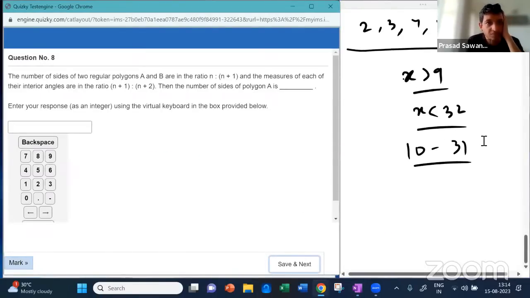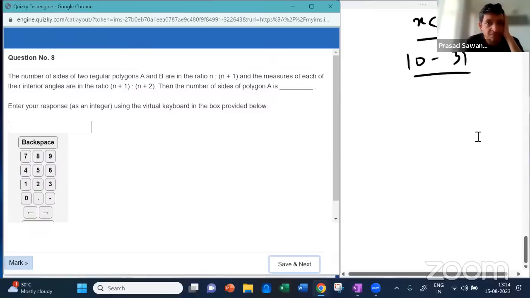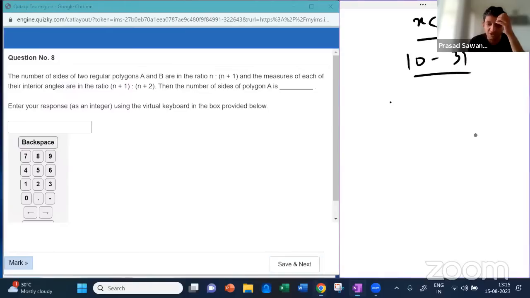The numbers of sides of two regular polygons A and B are in the ratio n is to n plus 1, and each of the interior angles are in the ratio n plus 1 is to n plus 2. Okay. So consecutive sets of polygons where the interior angles are in the ratio of this thing. So I'll go for polygons directly and see what happens. In a 3-sided polygon the interior angle will be 60, in 4 sides 90, in 5 sides 108.